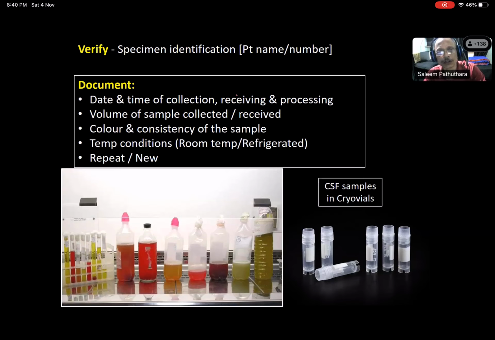Once the sample reaches the laboratory, we have to verify the sample identification, such as patient's name and number. We also have to document the date and time of collection, receiving and processing, the volume of the sample collected and received, color and consistency of the sample, temperature conditions, whether it is coming at room temperature or in a refrigerated condition, and whether the sample is a repeat sample or a new sample.